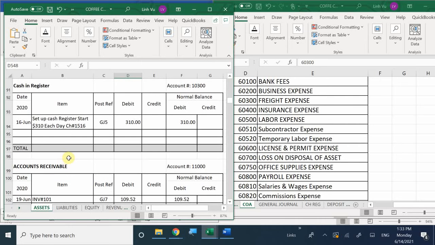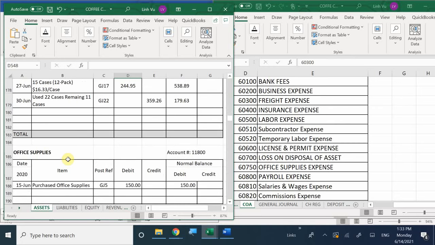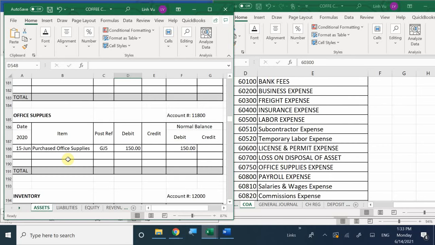Perfect. So in this case, let me find my office supplies, just like what you did. Right now I have 150. How much do I need to take off to get 80 left remaining? 70. We need to take $70 out. So just like this, my total remaining ending should be 80.